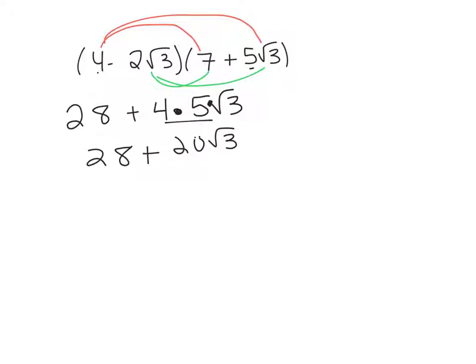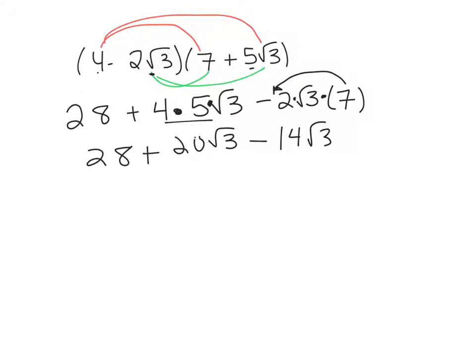Okay, here we go. Negative 2 root 3 times 7. Because the operation in between each of those numbers is multiplication, I get to commute my 7 out to the front and multiply it by the 2. So that would give me 14 square root of 3.